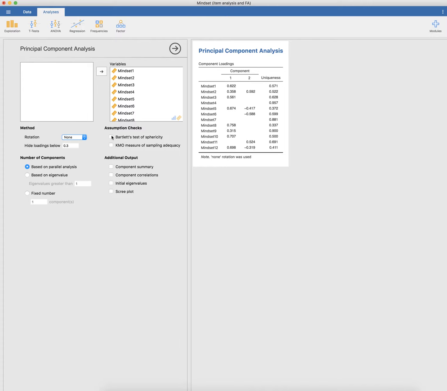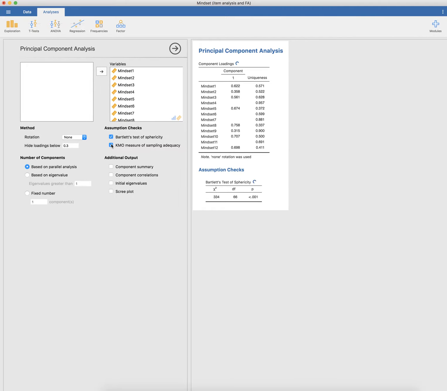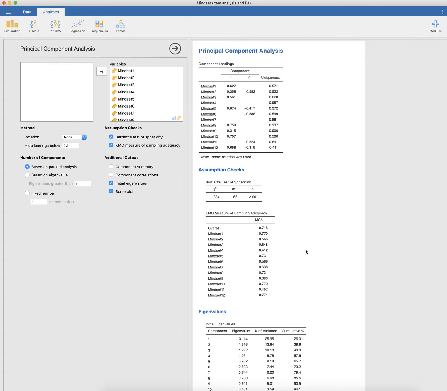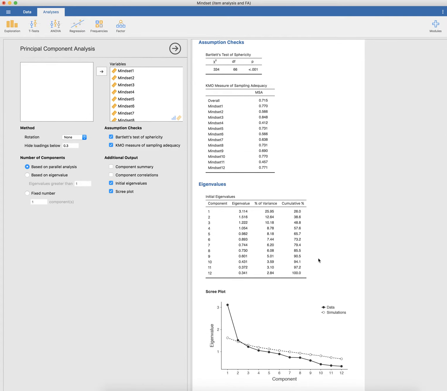But we want to also determine the extent to which the data is a good fit. So Bartlett's test here and the KMO measure are both important measures to determine the extent to which the data is a good fit within the model. The other important information that we want is the scree plot and the initial eigenvalues. And we can look at the different information here to tell us.